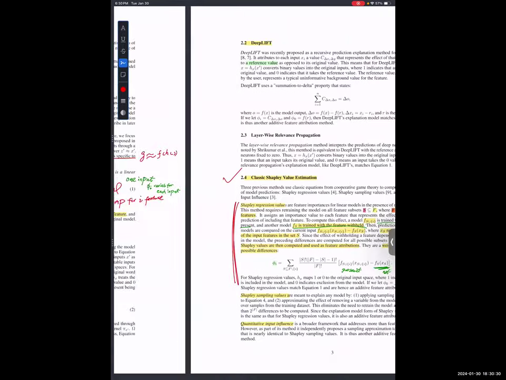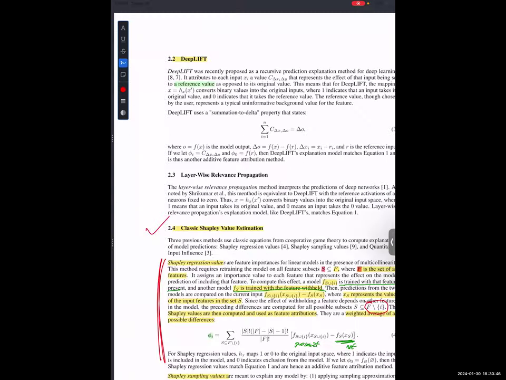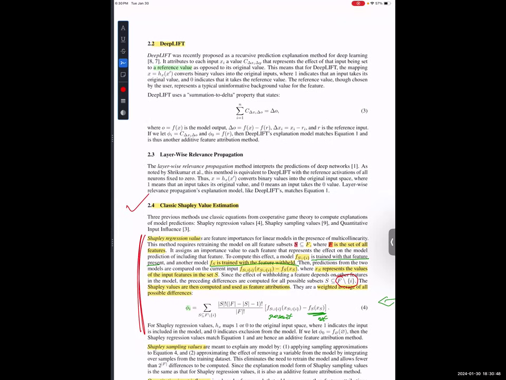I have to say I didn't really fully understand the DeepLIFT method, but it looks like they're just applying that DeepLIFT in combination with the Shapley value. Because I saw that's unreal, I just skipped over the DeepLIFT, but it looks like now I had to really understand that part.